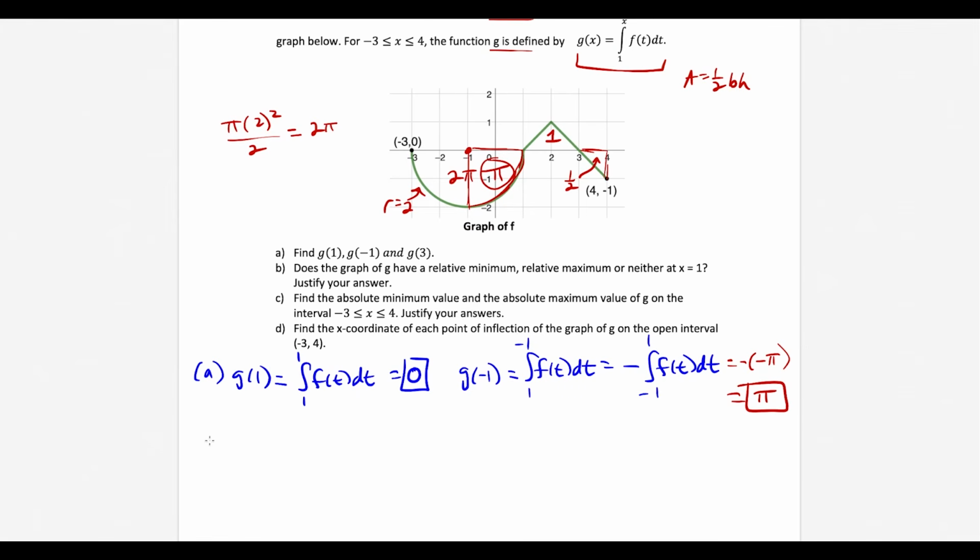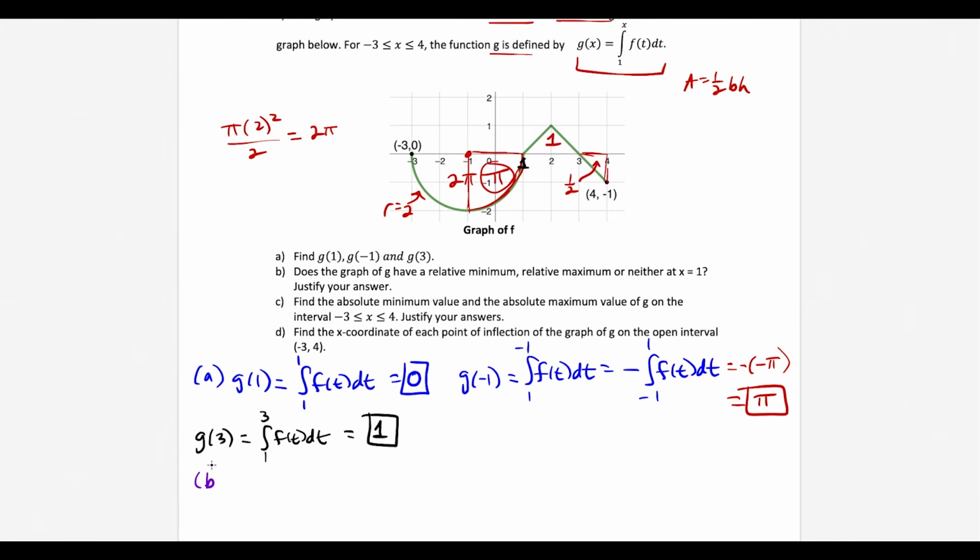Now for the last one here, we want to find what g of 3 is. For g of 3, we're just going to do the same thing as before. We're plugging into the function, so we're going from 1 to 3, and we have f of t dt. Starting at 1 here, if we want to go from 1 to 3, notice that it's just the area of this triangle, and that's just going to be 1 square unit. So here's our solution to part A.